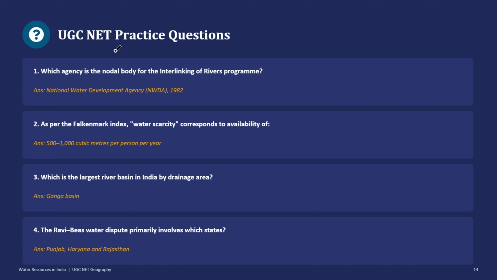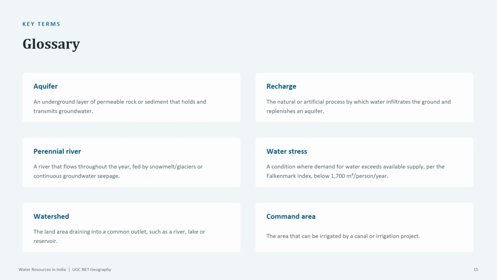Okay, there are some UGC NET practice questions. Question 1, which agency is the nodal body for the interlinking of rivers program? Correct answer is National Water Development Agency, NWDA, 1982. Question number 2, as per the Falkenmark Index, water scarcity corresponds to availability of what? Correct answer is 500 to 1000 cubic meters per person per year. Question 3, which is the largest river basin in India by drainage area? Ganga Basin. Question 4, the Ravi Beas water dispute primarily involves which states? Punjab, Haryana and Rajasthan.